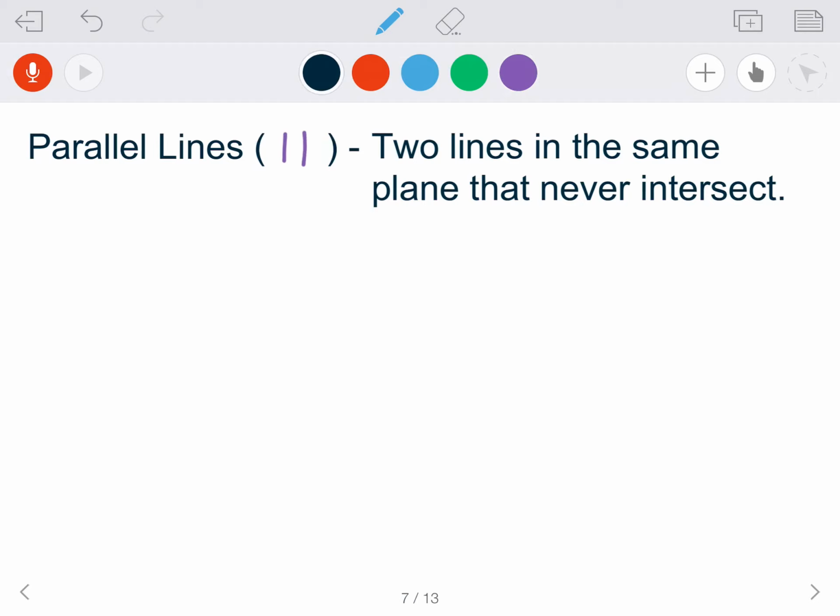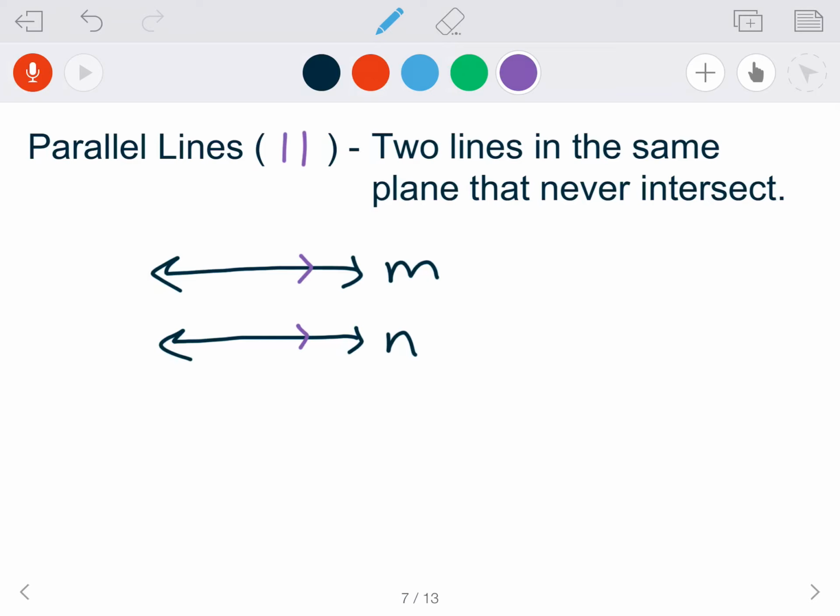Let's look at a picture. Maybe we have line M here, and maybe we have line N here. We see that if we imagine these lines to continue forever in both directions, as lines do, they will never cross. They will never intersect each other. So I'm even going to draw these little arrows right here. If you see those little purple arrows on two lines, that means that they are parallel to each other.